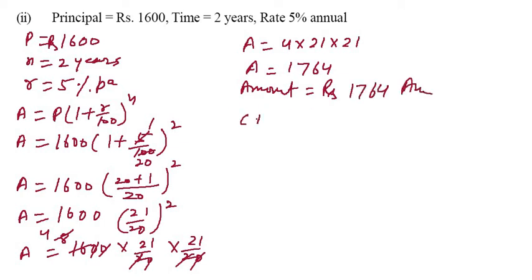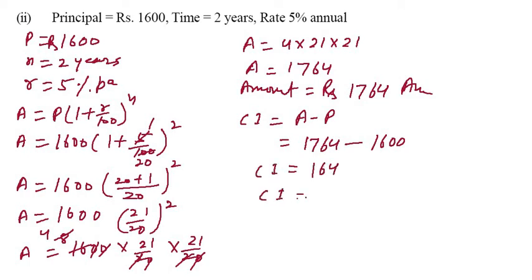Now the compound interest CI will be equal to amount minus principal. Amount is given as 1764 and principal is given as 1600. So that one is 164 rupees. So you have to write compound interest is rupees 164, and that will be your second answer.